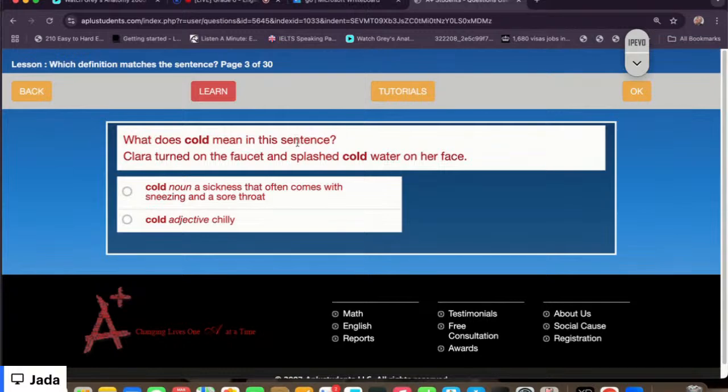What does cold mean in the sentence? "Clara turned on the faucet and splashed cold water on her face." Now, cold, noun, a sickness that often comes with sneezing and a sore throat, or cold, adjective, chilly. So which is the right meaning of cold in this sentence?